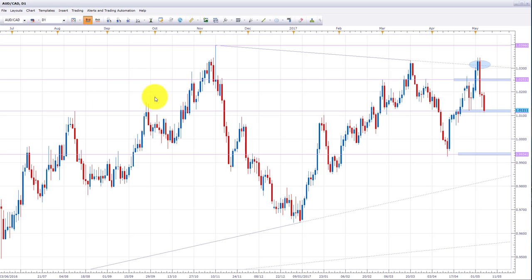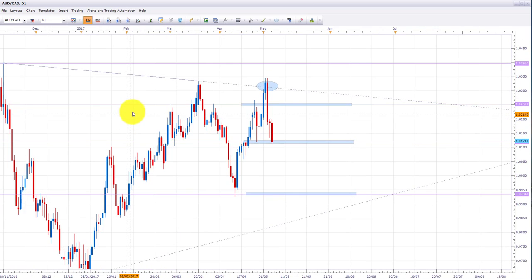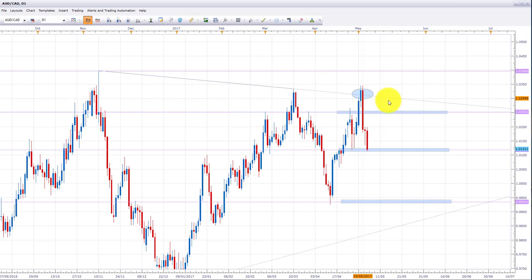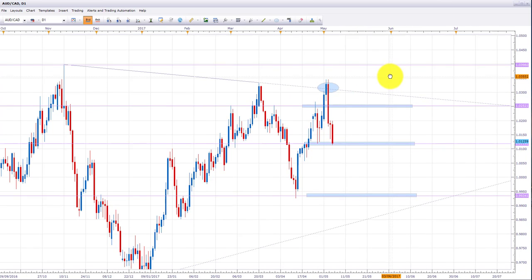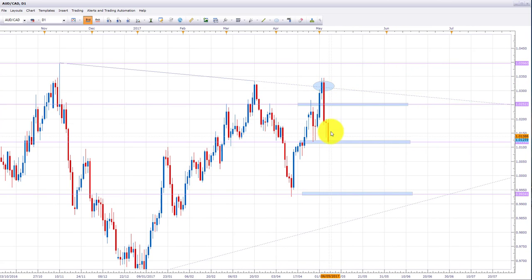AussieCad. AussieCad bounced off of this downward sloping trend line up here, and it capitulated pretty hard. It came straight back through this resistance level, did not act as support in any way, shape or form whatsoever, and it is now sitting at this lower support level. We are now looking for a potential move from this area up to the 1.025 area up here. However, because of this sell-off and the amount of sellers involved here, it may be a little bit risky taking this trade.